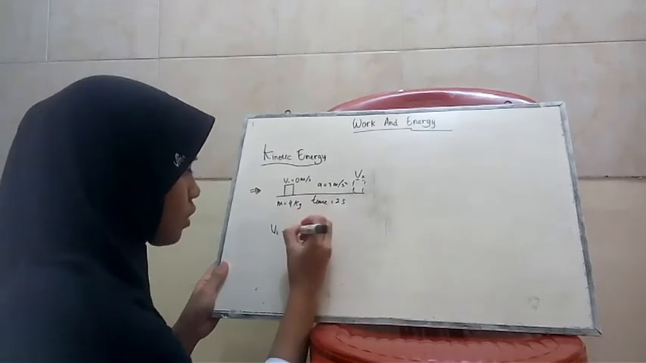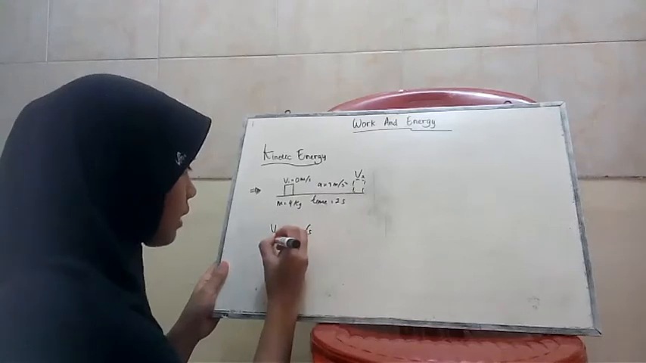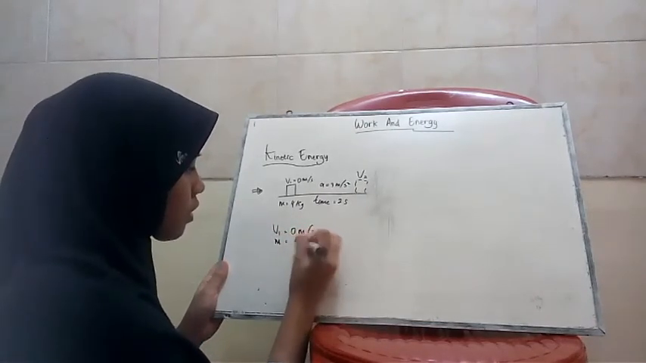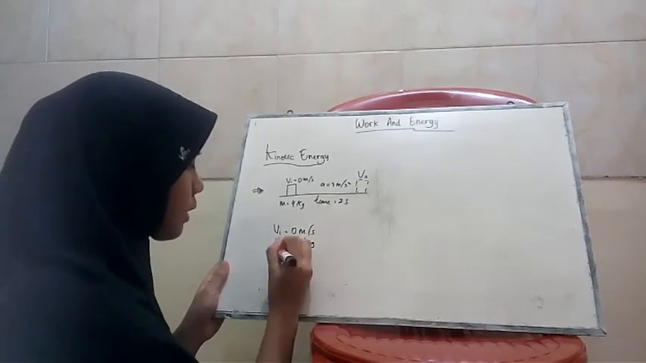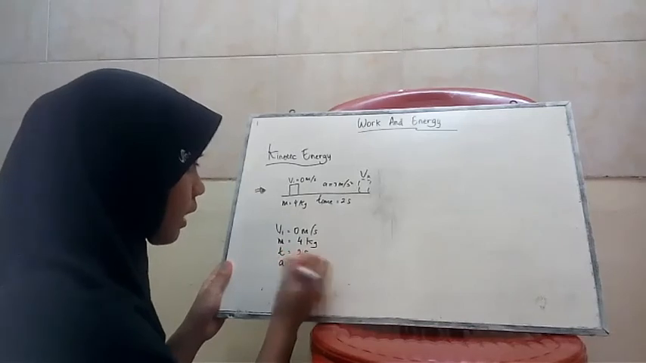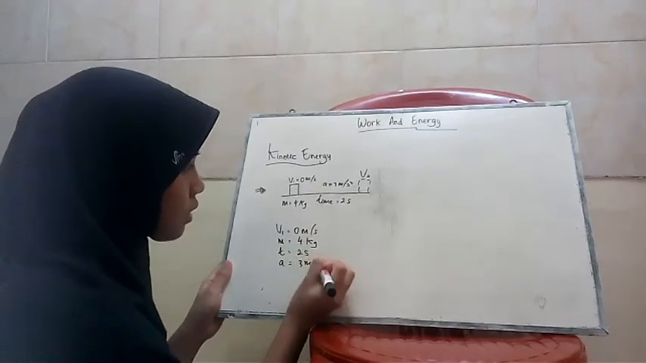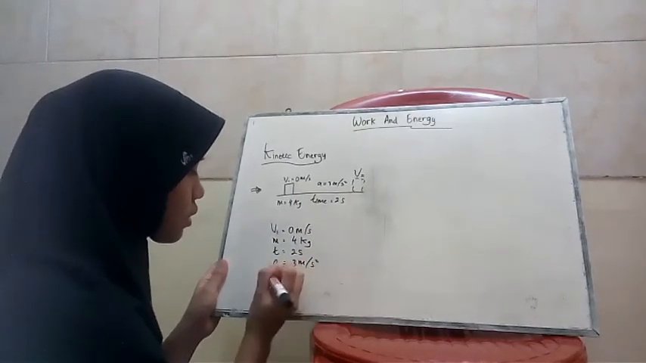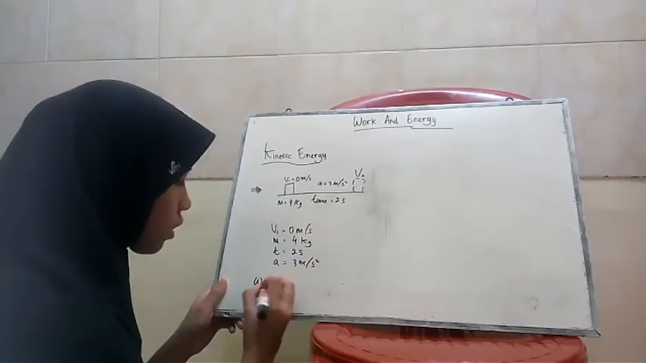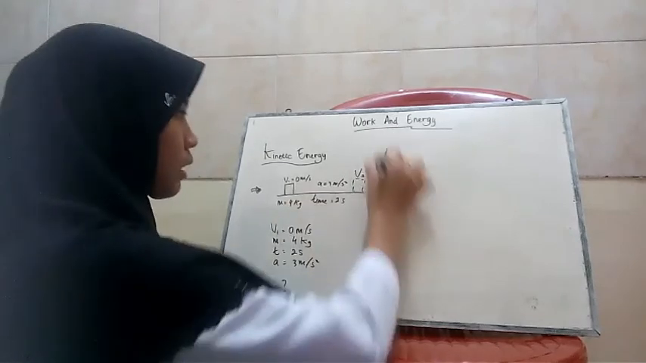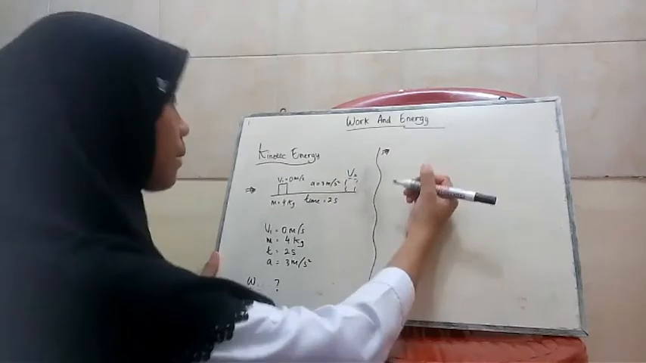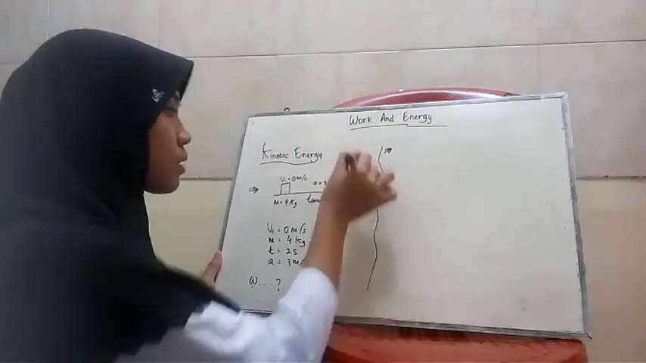From this picture, we know that V1 is 0 meters divided by second, m is 4 kilograms, time is 2 seconds, and a is 3 meters divided by second squared. Here we want to know the work, and the second step is we must know the V2.